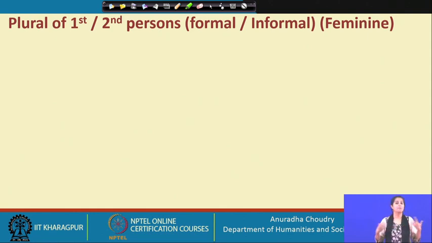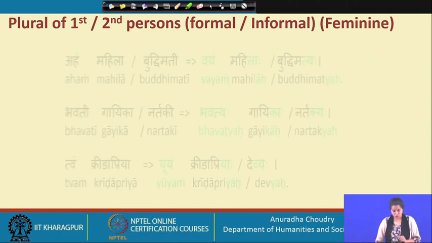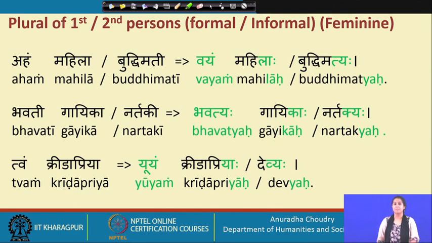So aham. Aham doesn't change irrespective of the gender. So the plural of aham, or I, which is we, will remain vayam. But the word that it is associated with would change. So for example, you have aham mahila and the plural would be vayam mahilaha. I've next taken a word ending with a long e. So if you have aham buddhimati, the plural will be vayam buddhimatyaha.